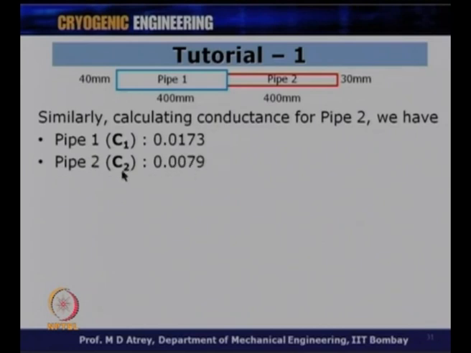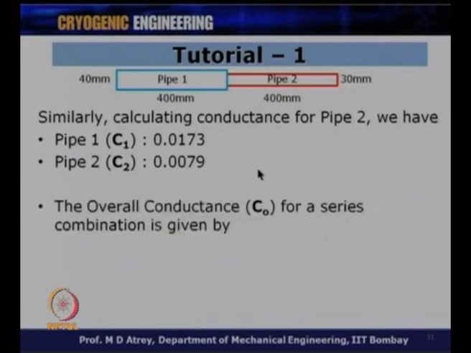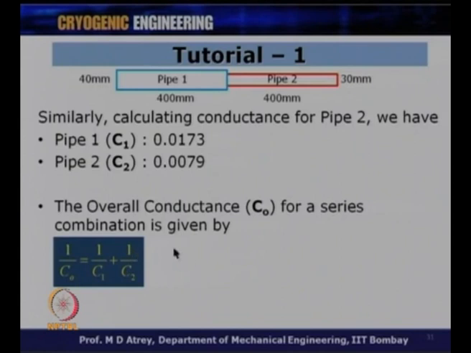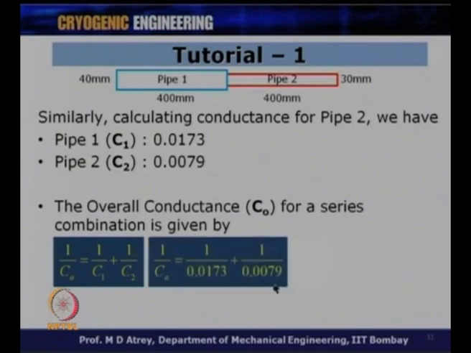The conductance for the pipe C2 is quite less as compared to C1, because the diameters are different. The overall conductance now for a series combination is given as 1 upon C0 is equal to 1 upon C1 plus 1 upon C2, and therefore, I can calculate the overall conductance by this formula, which is going to be 0.00542. That means, I will get overall conductance now, which is less than any of these two. All right. So, which is less than 0.017, which is less than 0.007 also.